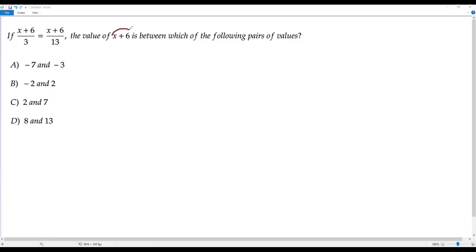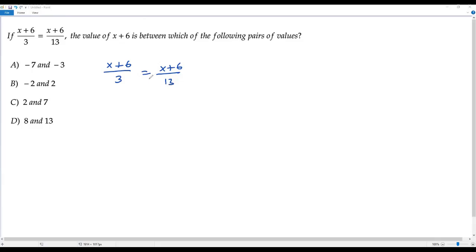Okay, so we have to find the value of x + 6 and also identify the pair of values between which the value of x + 6 lies. For that, I have to solve the given equation. Let me take the given equation and solve for x. So (x + 6)/3 = (x + 6)/13.